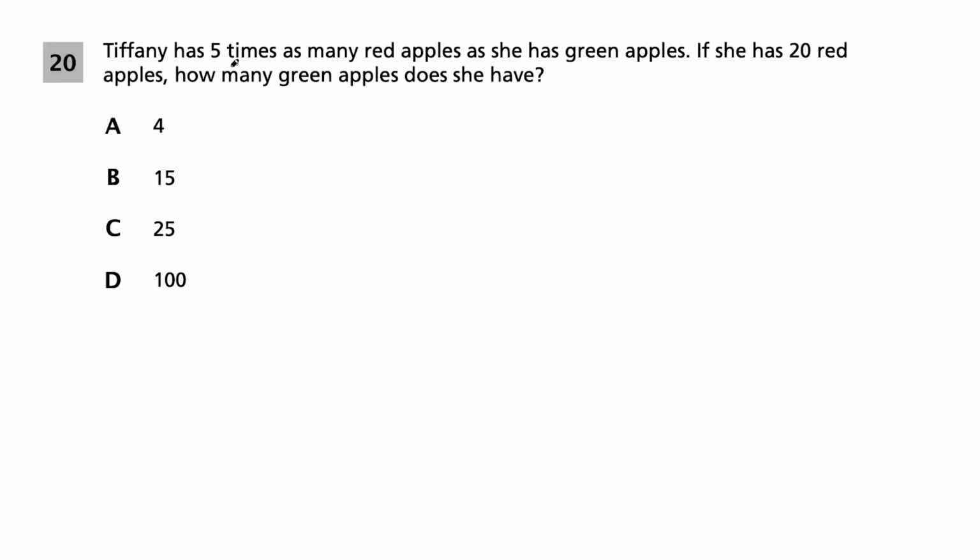Question 20, Tiffany has 5 times as many red apples as she has green apples. If she has 20 red apples, how many green apples does she have? For this question, we have to be very careful.